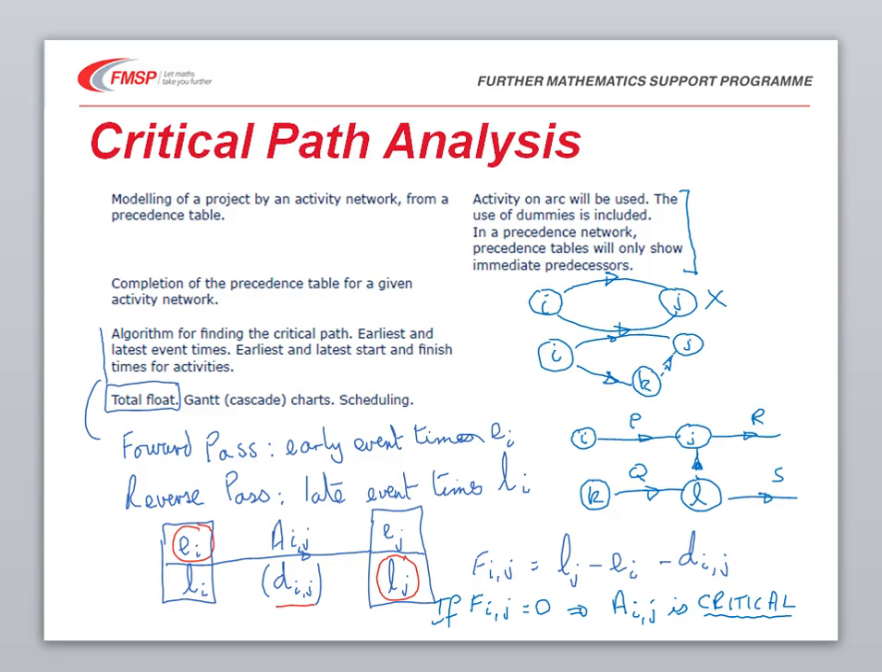The final thing, once we've done all of this work, is to look at the idea of a Gantt or cascade chart, and this shows the number of workers that are required at any particular time. Once we've done this diagram, which is like a histogram on a timeline, we can use that to schedule the activities. So where there's some slack, we might be asked to move some activities so that we can look at the number of workers involved to complete the project.